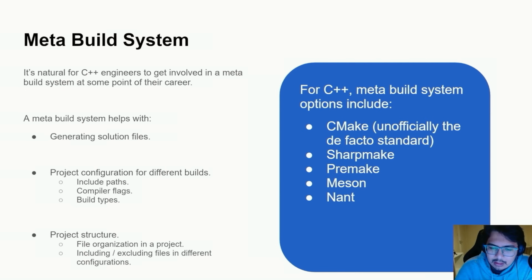We have CMake, which for some reason is the unofficial de facto standard in the industry. We also have Sharpmake, which lets you write the build scripts in C#. We also have Premake that does the same thing, but with Lua instead. We have Meson, and we have Ninja.